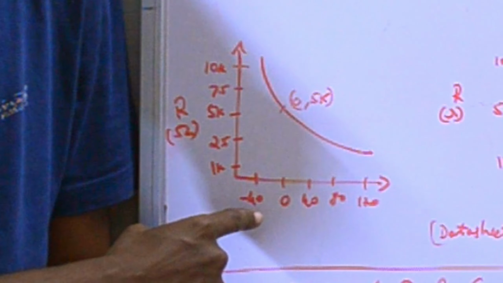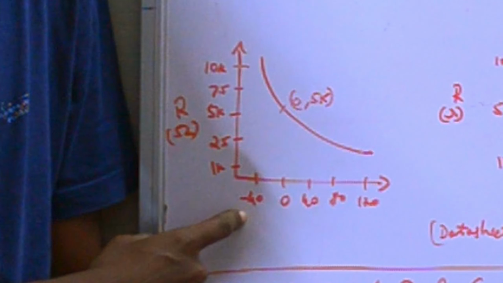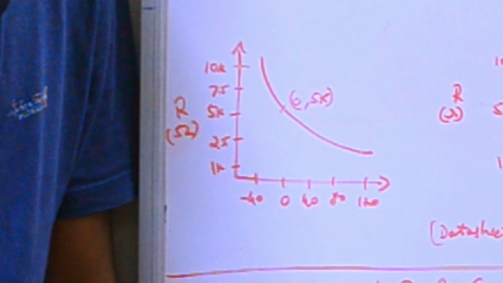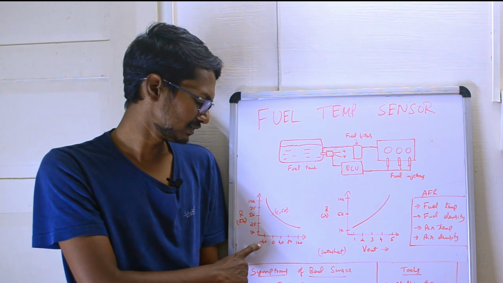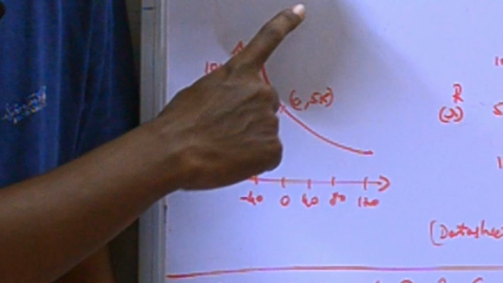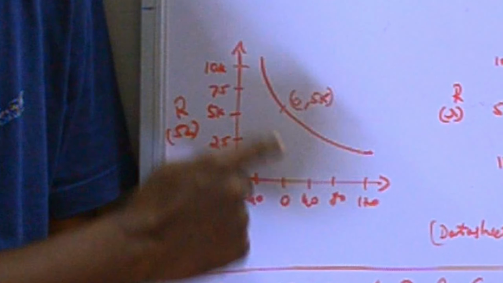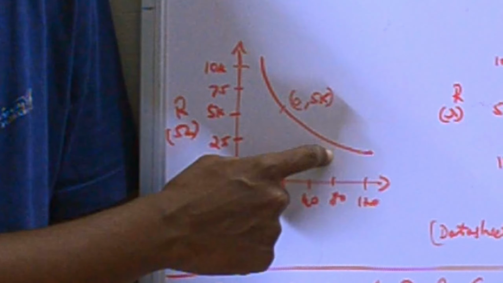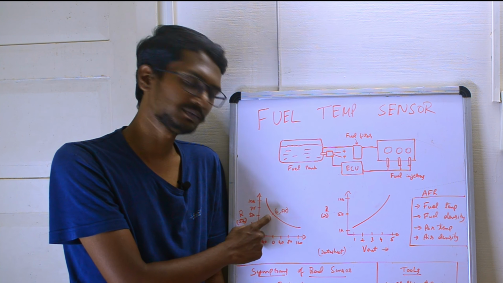Here you can see I have taken temperature in the x-axis and resistance in the y-axis. Here, as the temperature is increasing, the resistance is decreasing. For this example, I have taken 10K thermistor. That is, maximum resistance will be 10K. Here, if you can observe, at minus 40 degrees we are getting maximum resistance output, that is 10K, and as the temperature is increasing, at 0 degrees we have 5K or 6K, at 80 degrees we have 2.5K. That is, as temperature keeps on increasing, the resistance keeps on decreasing.